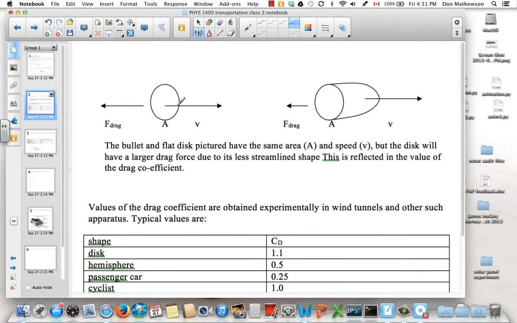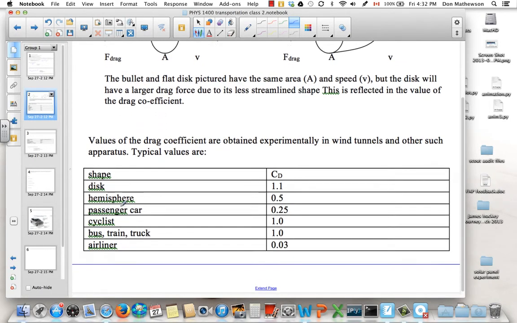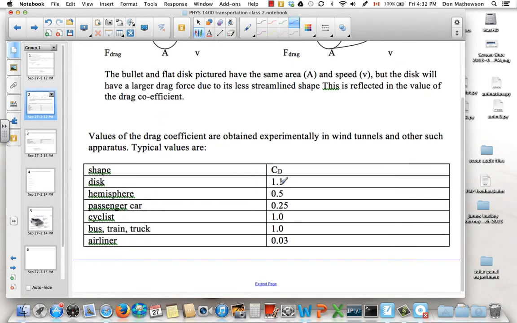If you look at these two objects, like a disc and a bullet, they have the same cross-sectional area, and if they're moving at the same speed, clearly the bullet's going to have a lot less drag because of its streamlined shape, although the cross-sectional area is the same. So we need a constant to reflect the fact that there's less drag on this shape than on this shape, and that is reflected in the drag coefficient. For something fairly flat, like this disc, the drag coefficient is quite large, and for something streamlined, like the bullet or the airliner, the drag coefficient is quite small.